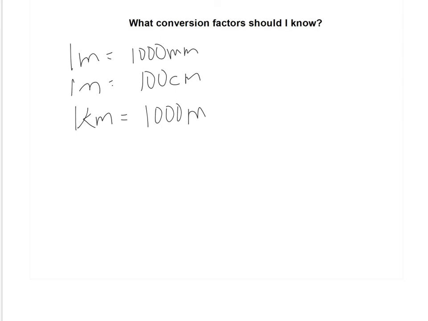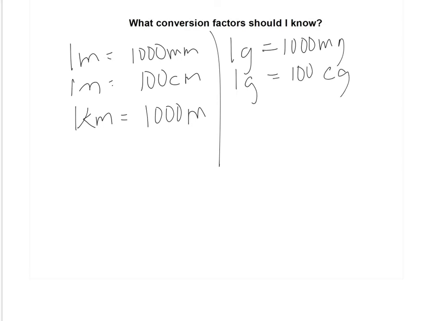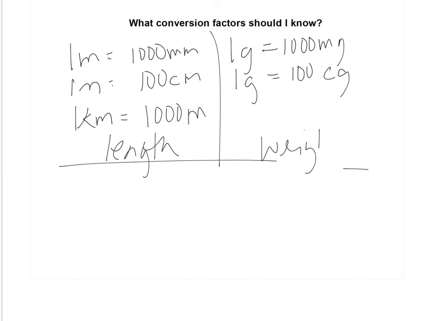Well, what if we have volume? Or weight? It's the same thing. In 1 gram, there's 1,000 milligrams. They're the same thing. In 1 gram, there's 100 centigrams. Okay, so these are the ones that you need to know, and the prefixes are the same. It's just your units. So here, this would be length. This is weight. And then for volume, we would use liters. So in 1 liter, there's 1,000 milliliters.